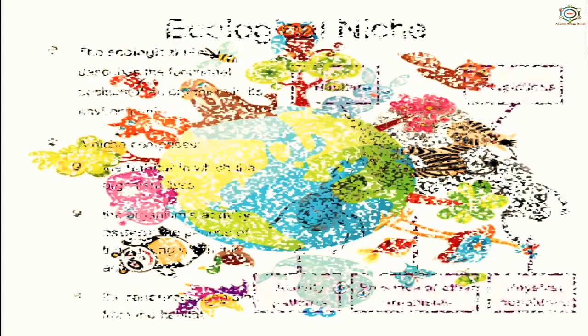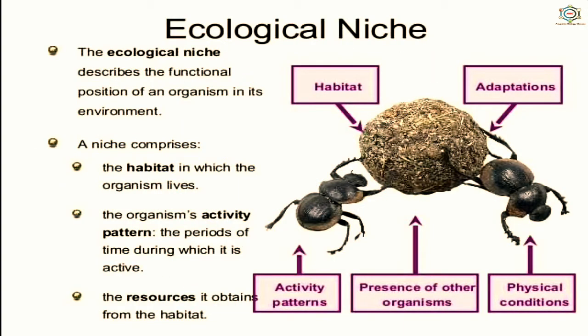This is all about the ecological niche. So, what is ecological niche? The ecological niche describes the functional position of an organism in its environment. A niche comprises the habitat in which the organism lives, the organism's activity pattern, the period of time during which it is active, and the resources it obtains from the habitat.